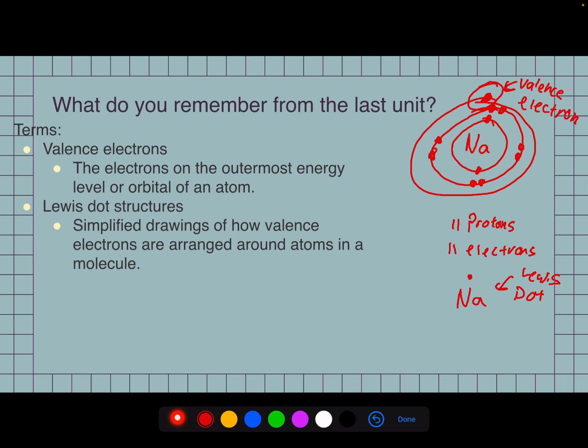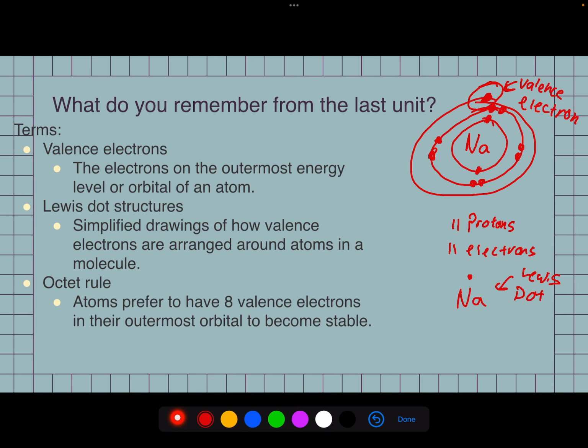Okay. Now our next one is the octet rule. With this one, if I were you, I would probably circle it, star it, maybe put a smiley face, right? Because our octet rule, this is what we are going to be talking about a lot this unit, all right? So our octet rule is: atoms prefer to have 8 valence electrons in the outermost orbital, and then the why, it's to become stable.